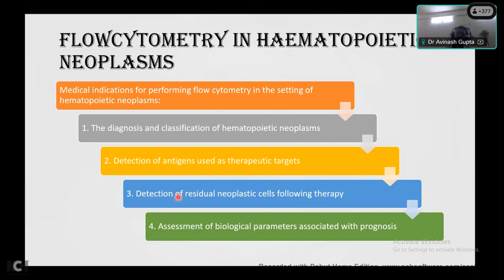Then we are detecting these hematopoietic neoplasms, and whether we are able to detect some disease at a 10 raised to the power minus 3 or 4 level is a very good thing by flow cytometry. So that is residual disease detection. Finally, assessment of biological parameters associated with prognosis. We have all learned about CD38 expression, ZAP-70 expression, CD49d expression, and other markers which will tell you about the prognosis of hematopoietic neoplasms.